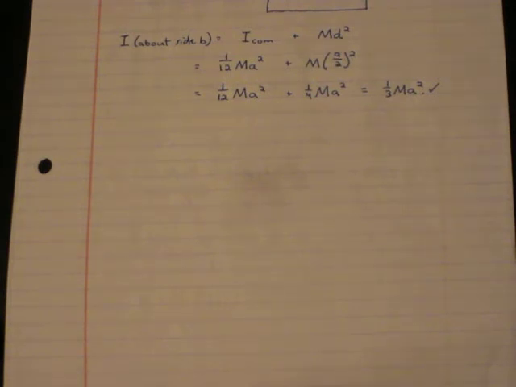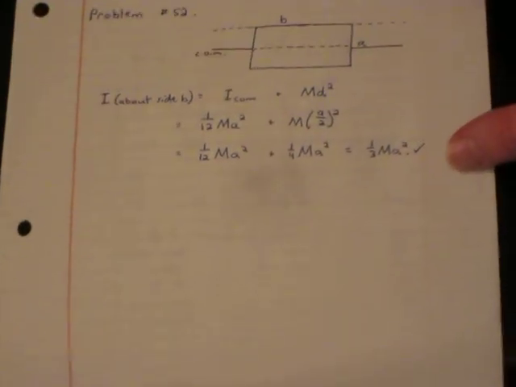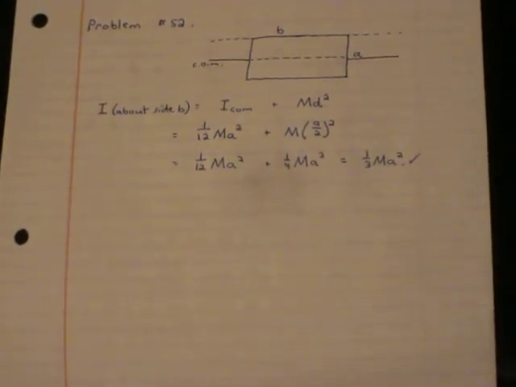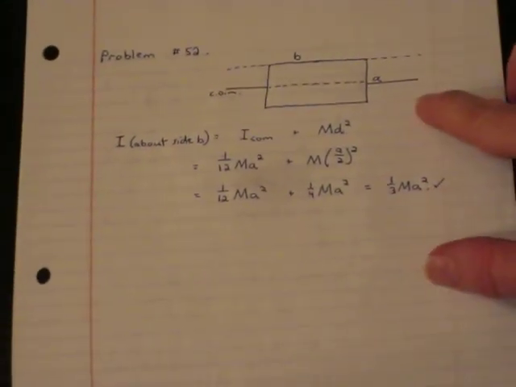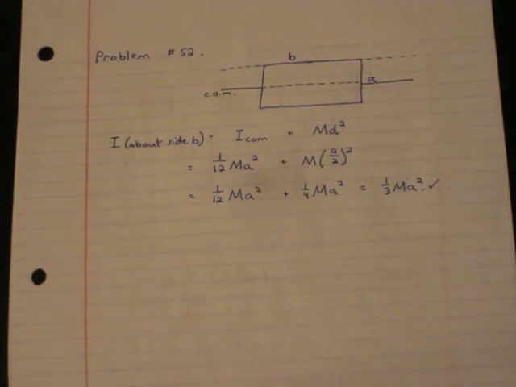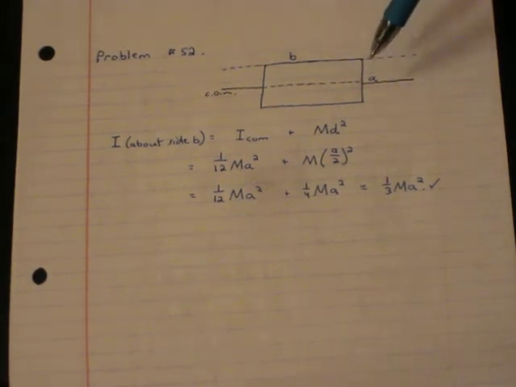Okay, two problems I'd like to do as we close this section. The first, a problem in the back of the book, is problem number 52. It says a uniform rectangular flat plane has mass m and dimensions a by b. Use the parallel axis theorem in conjunction with table 10.2 to show that its rotational inertia about the side of length b is 1/3 ma squared. Okay, so we'll draw a picture.